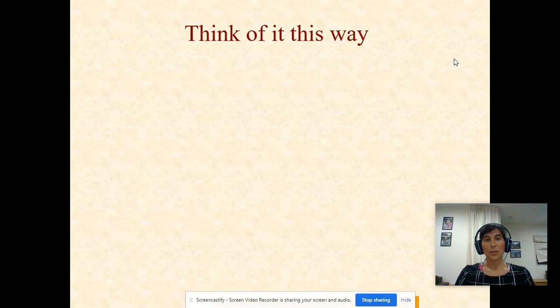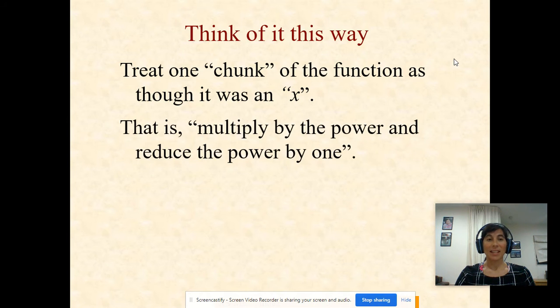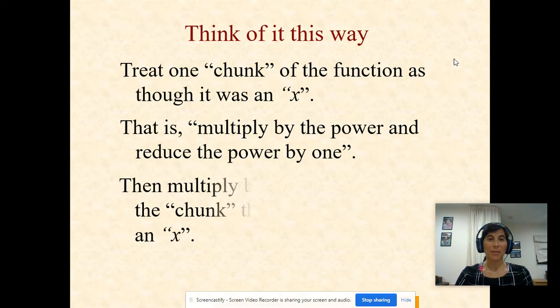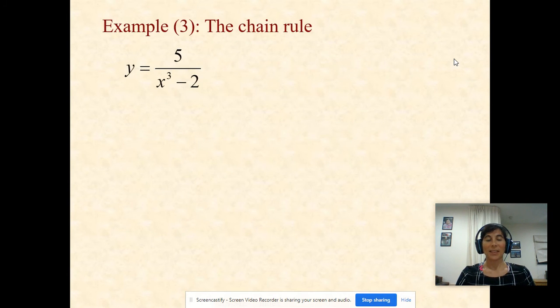Another way to think of doing this, which is the way I look to do it, is what I call the cover-up rule, where you treat one chunk of the function as though it was an x. That is, multiply by the power and reduce the power by 1, then multiply by the derivative of the chunk, so that's the thing you've covered up, that you treated like an x. So I'll explain it with this example. Example 3, here we go, y equals 5 over (x cubed minus 2).